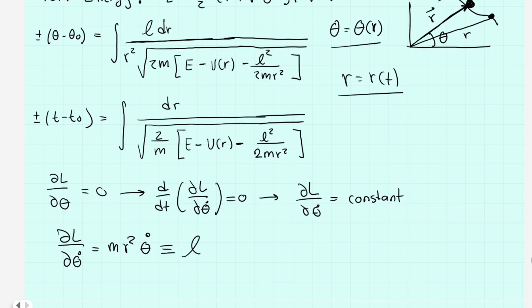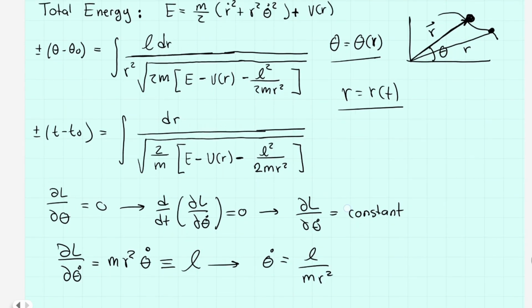The reason that we named this quantity L is that it has something to do with the angular momentum, and we express the angular momentum with the letter L. That is not very important right now, but we are going to use it to define that theta dot is going to be L over m r squared.